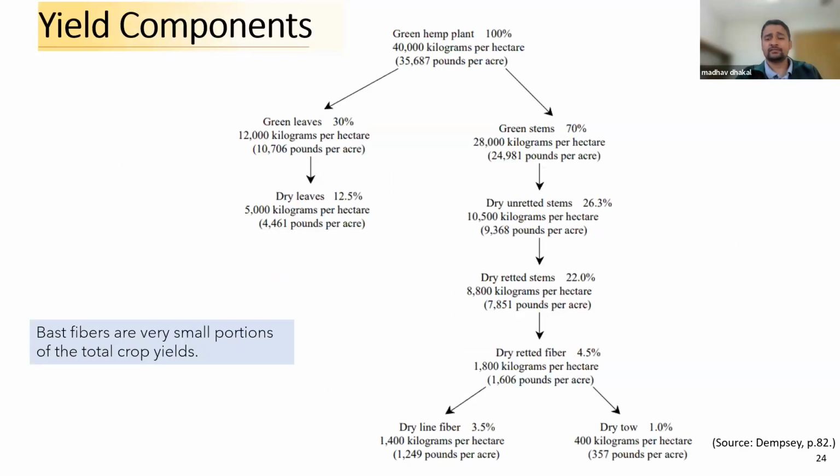This is data from the USDA, and it says if there is a 40,000 kilogram per hectare of green hemp biomass, you are getting 3.5% of dry line fiber. So this is the process it goes through. And this slide I'm showing is how much fiber you get from that hemp. So this is all you get, it's only about 3.5% of your green biomass for the fiber hemp.